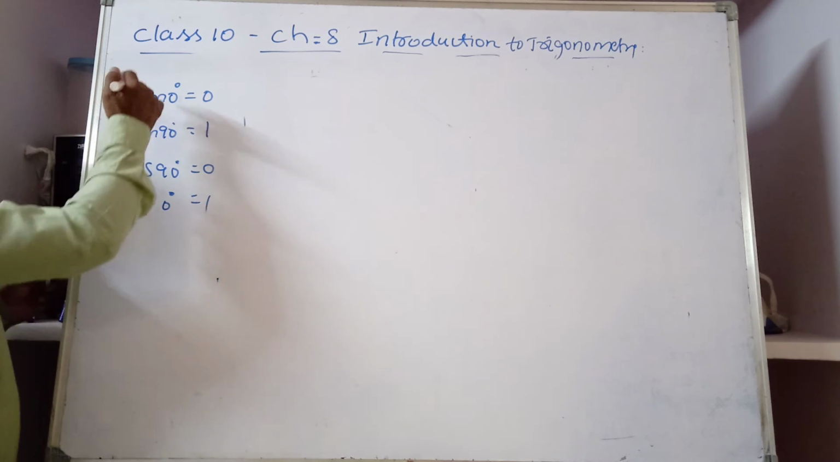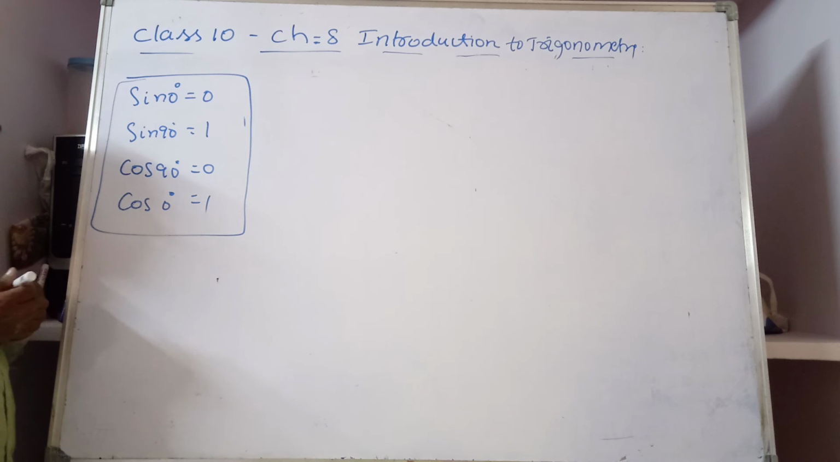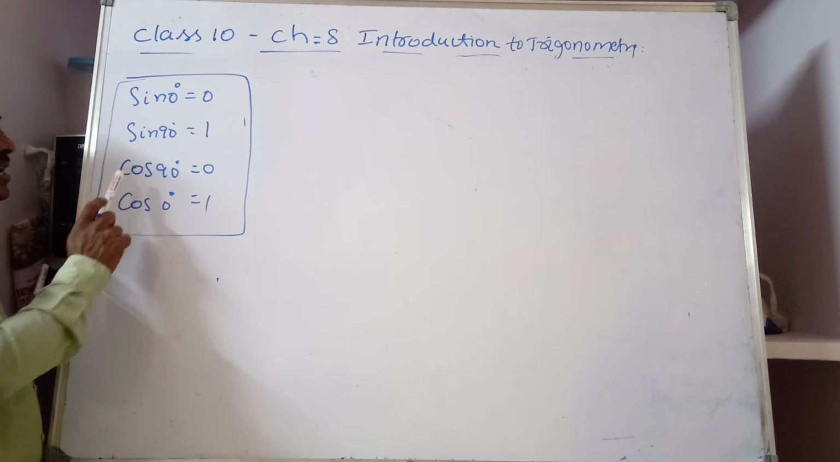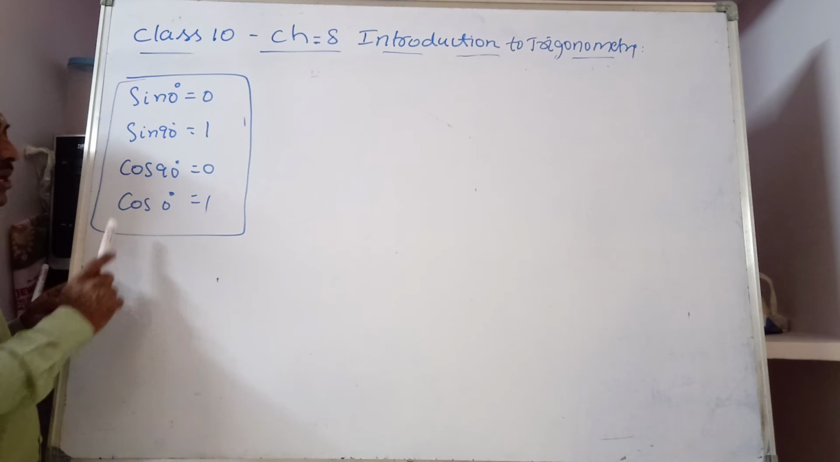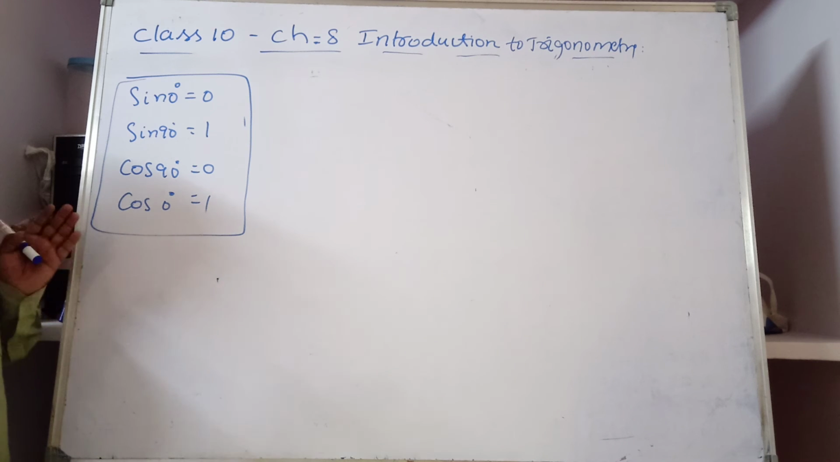These are the specific trigonometric ratios of some specific angles. Sin 0 degrees is 0, sin 90 is 1, cos 90 degrees is 0, cos 0 degrees is 1. And these are all the values.